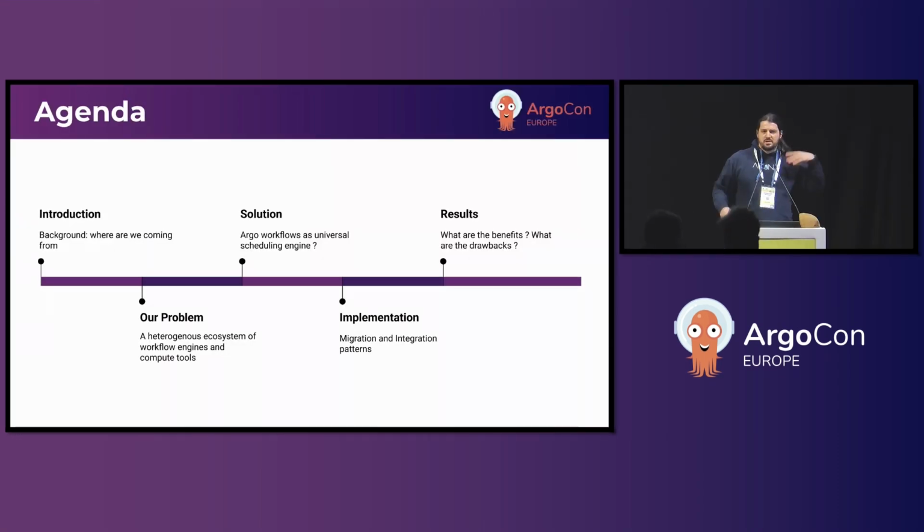Let me guide you a little bit through the agenda today. In the first session, I will introduce the background and what we are dealing with and why we came up with our ideas. Then we will talk about our problem and how Argo Workflow might solve this problem, so the solution for that, and then a lot of examples for implementation guidelines and how we implemented this in a quite naive but maybe quite approachable way. And afterwards, we will go a little bit through our results and what we achieved with this and so on.